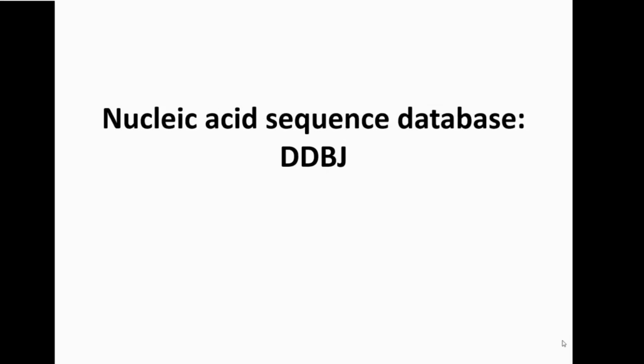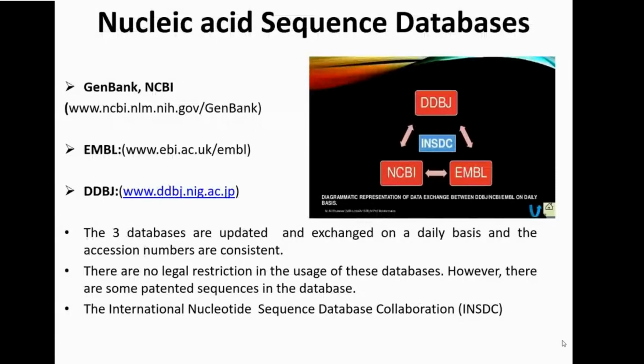We'll start with nucleic acid sequence database, DDBJ. So what is nucleic acid sequence database? Nucleic acid sequence database is a database which contain information regarding nucleotide sequences, that is DNA and RNA. There are total three nucleic acid sequence databases: GenBank at NCBI, EMBL, and DDBJ.